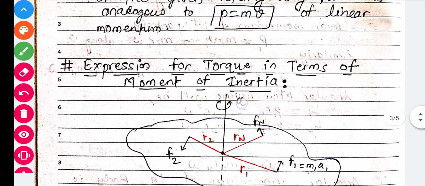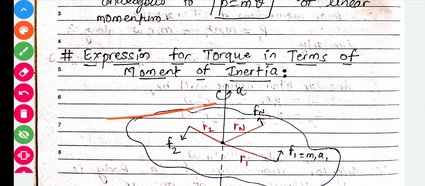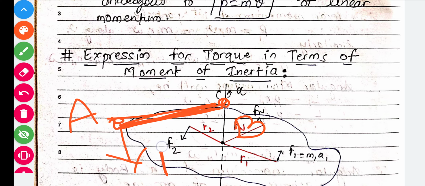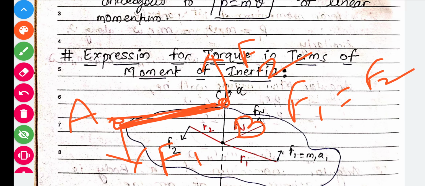So what is torque? Basically, suppose we have a rod here, and suppose this is point B and this is point A. At point A I am applying some force in this direction, that is F1. At point B I am applying some force in another direction, which is F2. Suppose F1 is equal to F2 in magnitude, but in direction they are opposite.